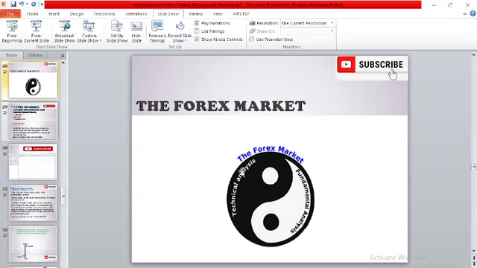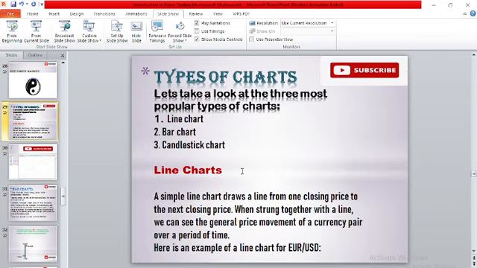Although this is where we ended our last section, I just want us to flip through it a little bit and talk a little bit on it before we go over to the next section. Alright, so we go over to the next section, which says types of chart. Let's take a look at the 3 most popular types of chart. The first one is the line chart, the second one the bar chart, and the third the candlestick chart.